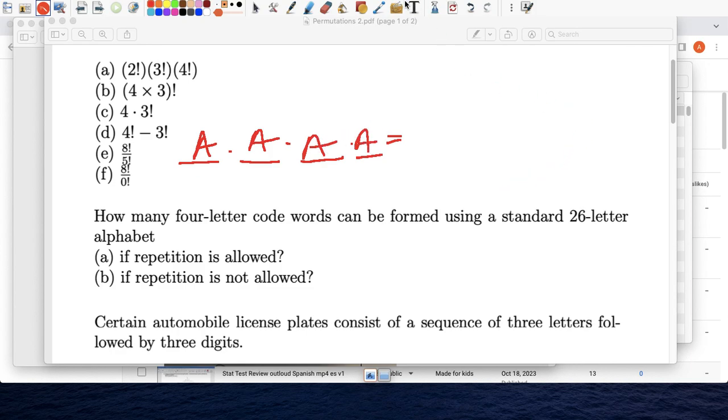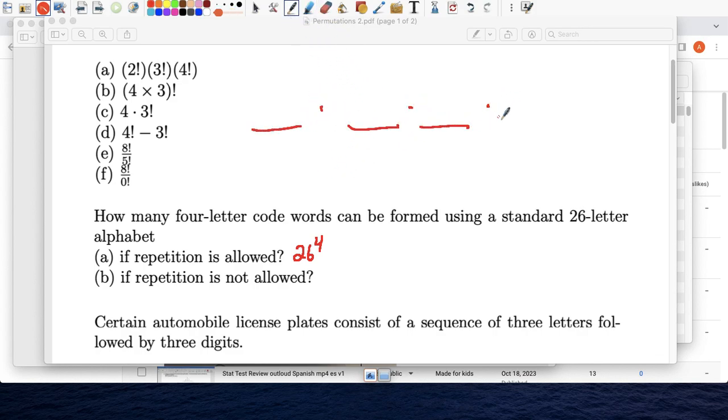Right? So if repetition is allowed, the number of choices here is 26. Number of choices here is 26, here is 26, and the number of choices here is 26. So that gives me 26 to the 4th power. Now, if repetition is not allowed, we can go back to that same problem.